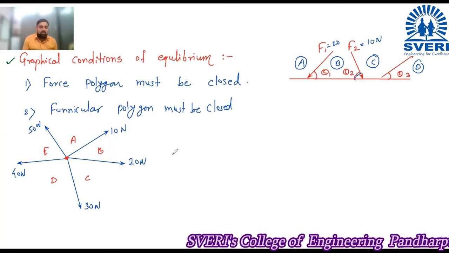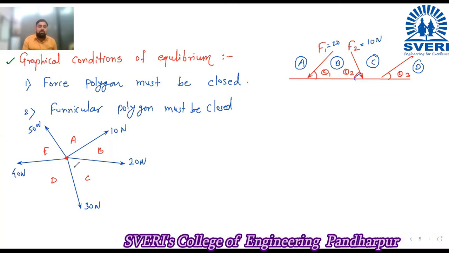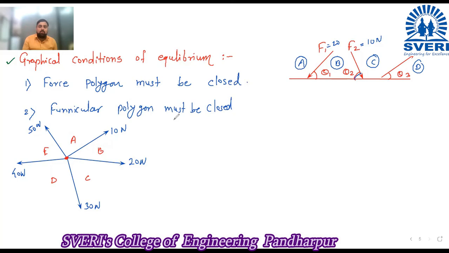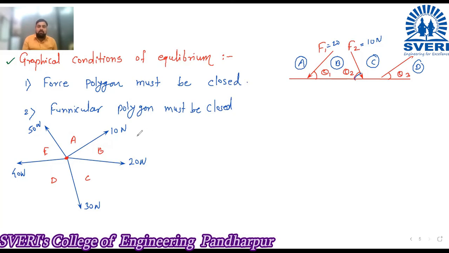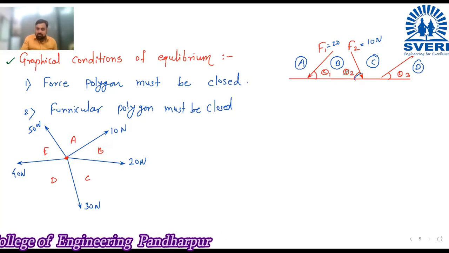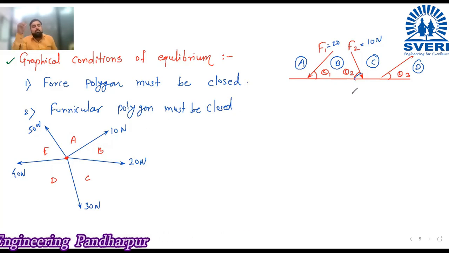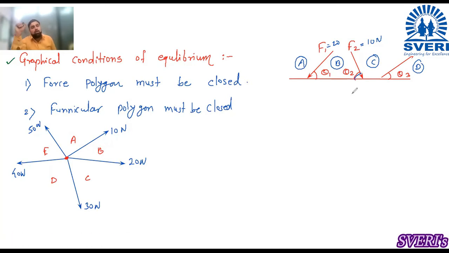So in this case, if I draw the funicular polygon, it is the same thing. But in the case of non-collinear forces, the polygon which we draw is called the force polygon. In the case of concurrent forces, the polygon which we draw is known as the funicular polygon.